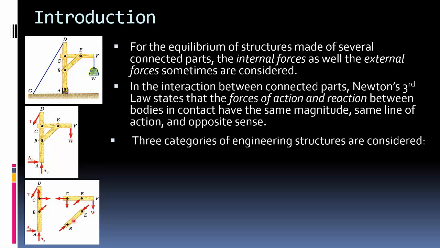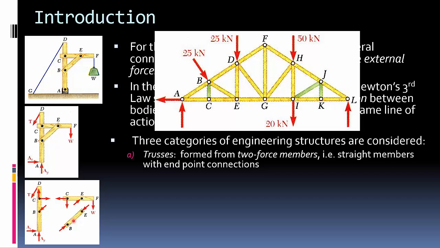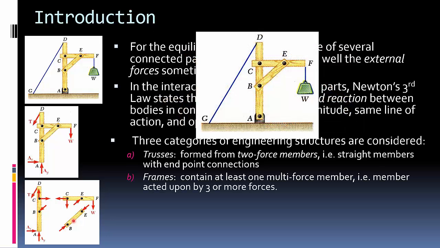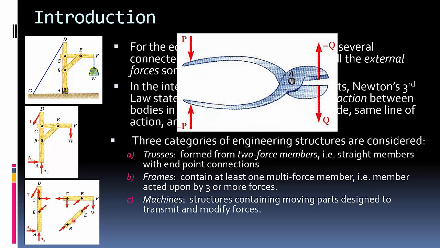There are three categories of engineering structures that we're going to consider. The first one is trusses. Now, trusses are formed by two force members or straight members with endpoint connections. That's a typical truss. We're going to talk about frames, which contain at least one multi-force member, which is a member acted upon by three or more forces. And we're going to talk about machines.